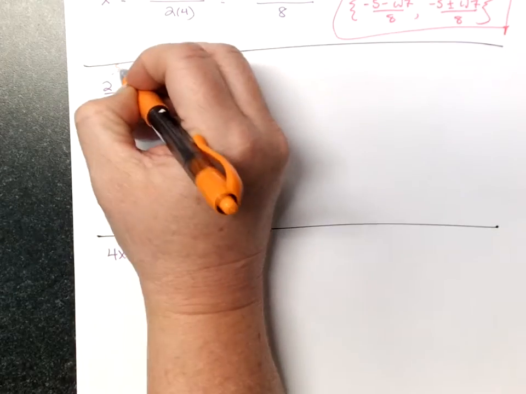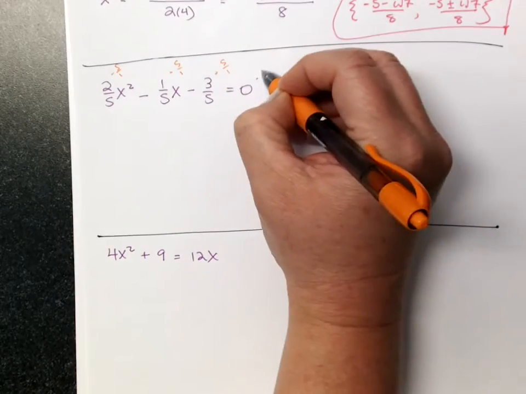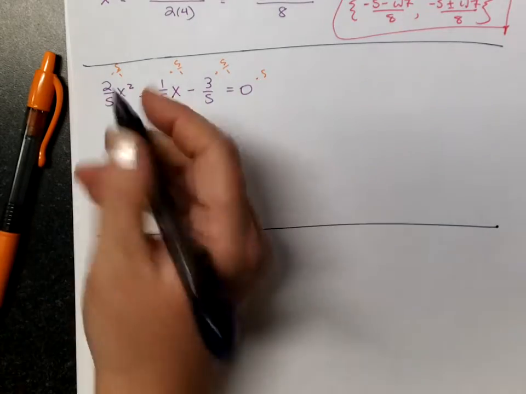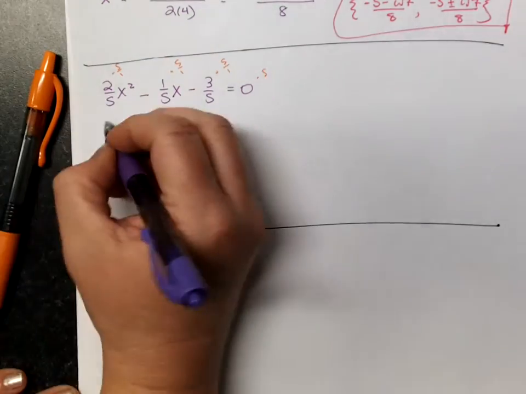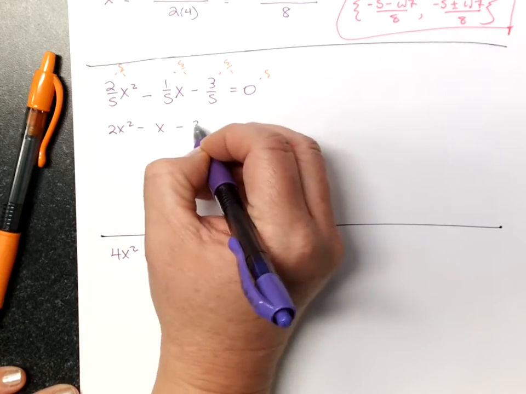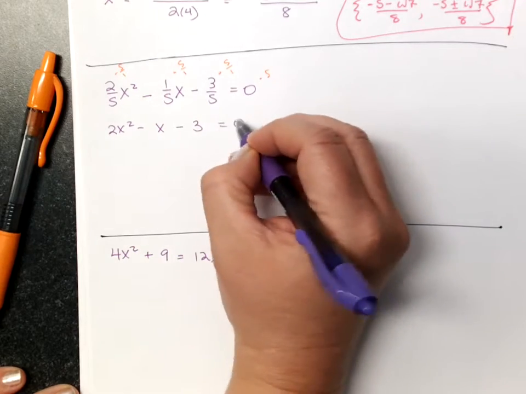So this is times 5 over 1, this is times 5 over 1, this is times 5 over 1, and this is times 5. It's still 0, though. Now that, of course, leaves you with 2x squared minus x minus 3 equals 0.